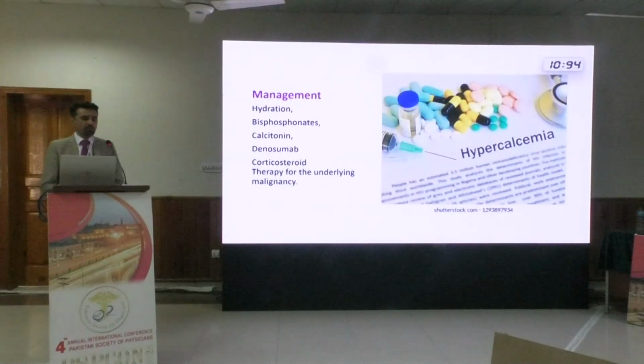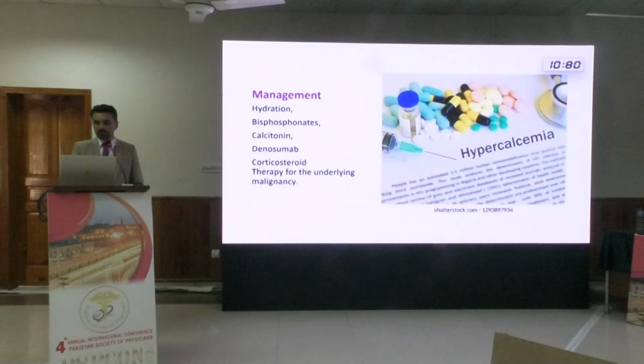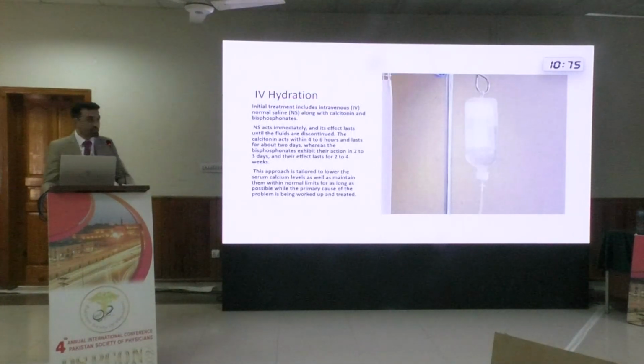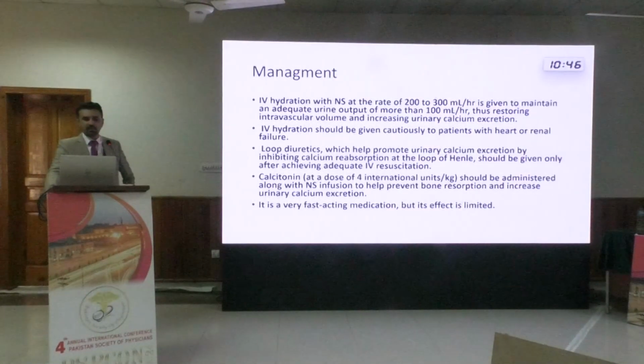So hydration, bisphosphonates, calcitonin, denosumab, corticosteroids, and treatment of the underlying condition are the mainstay of treatment. IV hydration is used if the patient has mild hypercalcemia, about 10 to 12, but very cautiously if the patient has cardiac problems. You start with normal saline, 200 to 300 ml per hour, to maintain adequate urine output of more than 100, restoring the intravascular volume and increasing urine. You can add loop diuretics as well, but before that, proper hydration is important.